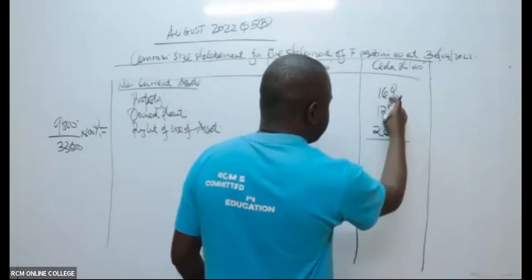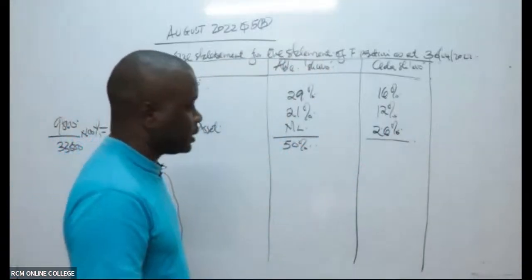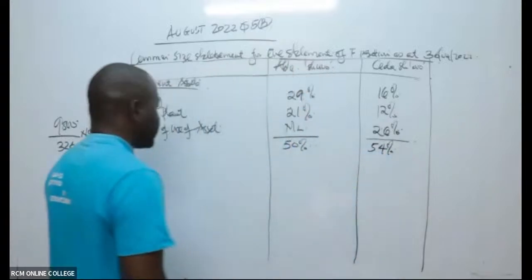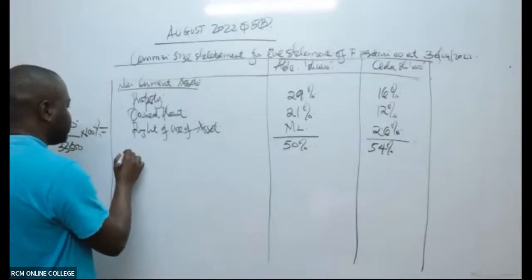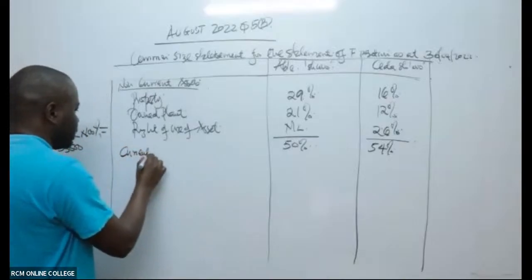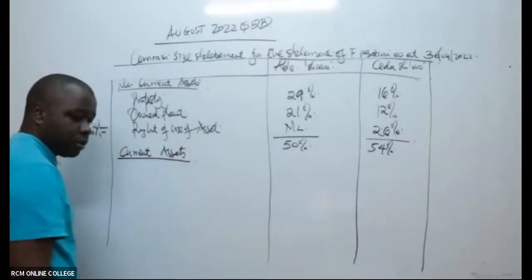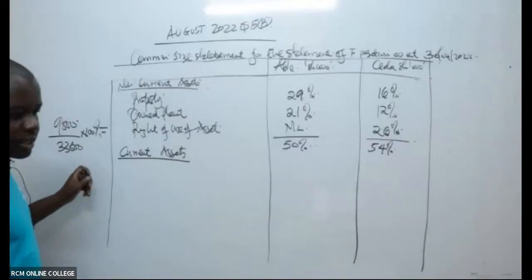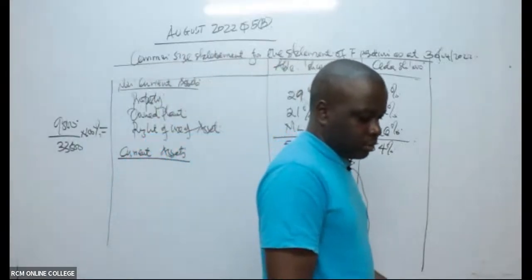If you do the total there, you're getting how much? That comes to around 54%. So we go to the current assets. Hope you've gotten the concept.